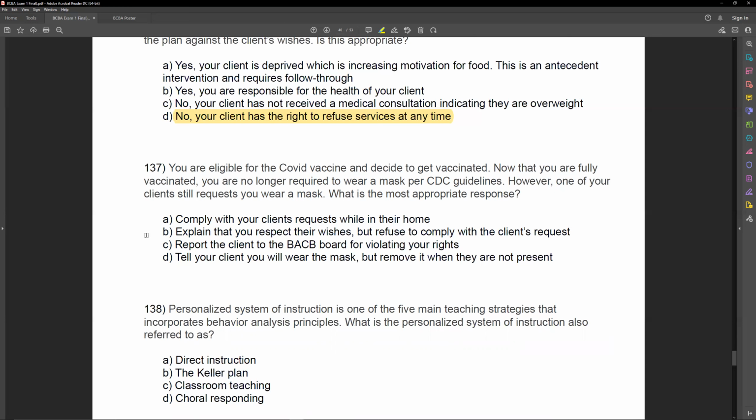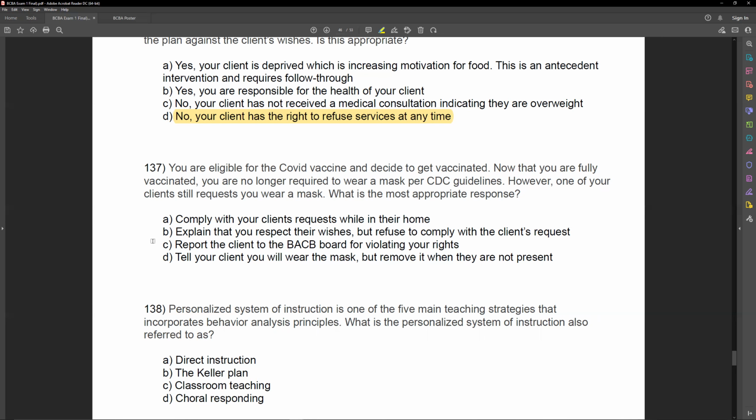All right, this one is tricky. Forget all of the content, the COVID vaccine, the mask. These are very hot topics. What is the question asking? The question is asking about the client's request for you to wear a mask, no different than if the client requests you to take off your shoes. It's their home. We need to try to develop rapport. We need to respect the culture of clients. We need to respect their home. That is their environment. So if your client requests you wear a mask, what is the most appropriate response?